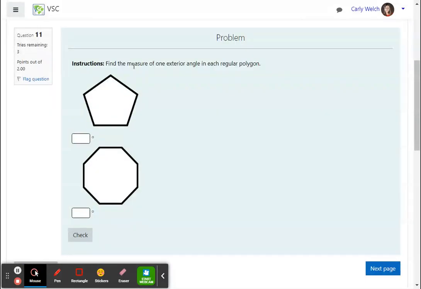Now find the measure of one exterior angle in each regular polygon. We're going to take 1, 2, 3, 4, 5. This has 5 sides. We're going to start with 360 and divide by the number of sides, 5. So this is 72. And this has 1, 2, 3, 4, 5, 6, 7, 8 sides. So 360 divided by 8 is 45.